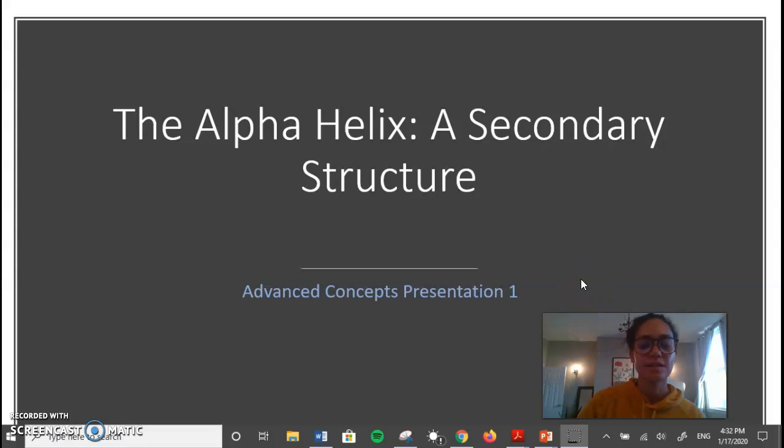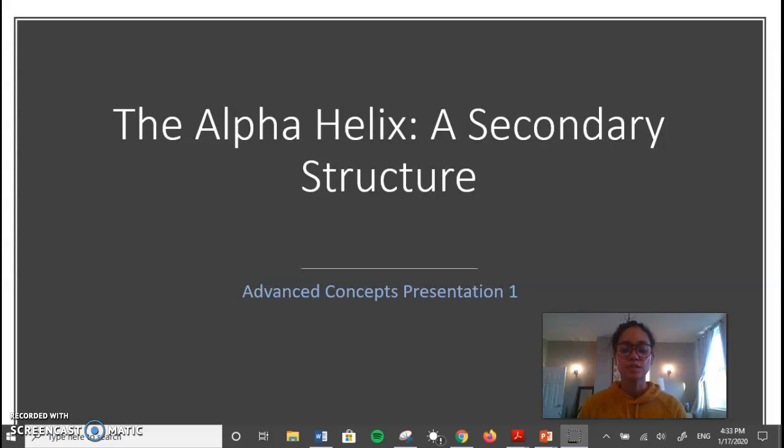For today's advanced concepts presentation, I will be talking about the alpha helix. The alpha helix is a secondary structure of a protein. A secondary structure refers to the regularly folded segments of polypeptides in a protein. This folding pattern is created by hydrogen bonds.